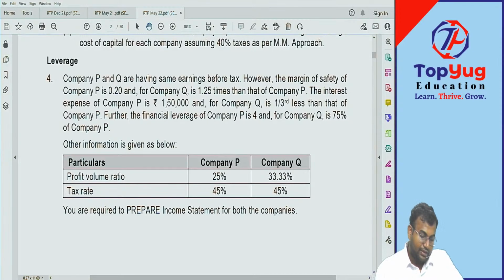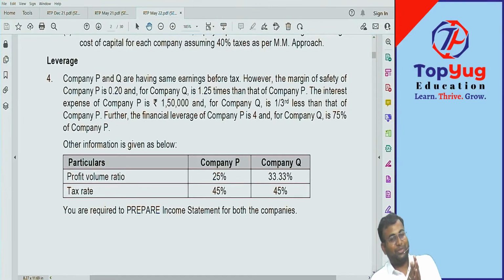Yes. Right. Further, the financial leverage of company P is 4 and company Q is 75% of P. 4's 75% is how much? 3. So company Q is how much? 3. So when you read a question, you should have your answer sheet by your side. Then and there, okay, this.